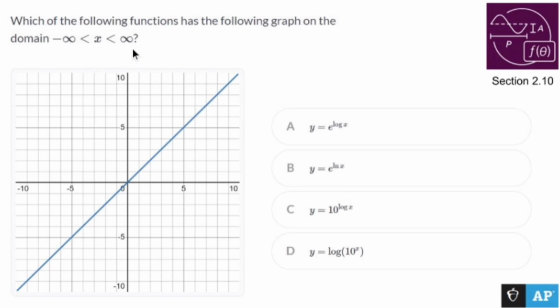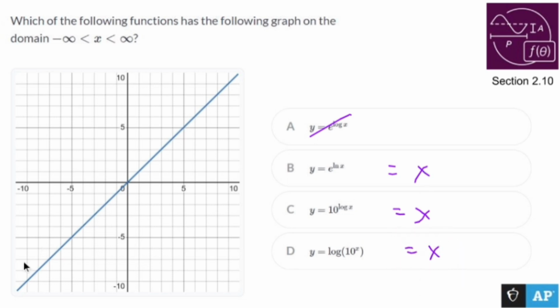Which of the following functions has the following graph on the domain negative infinity less than x less than infinity? All right, so it looks like what I do here is I end up doing some stuff that just kind of cancels each other out. e to the ln of x has that e and that ln cancel each other out, and that becomes x. 10 to the log base 10 of x also cancels out, so that goes to x. And log base 10 of x also does that. So all of these are x.